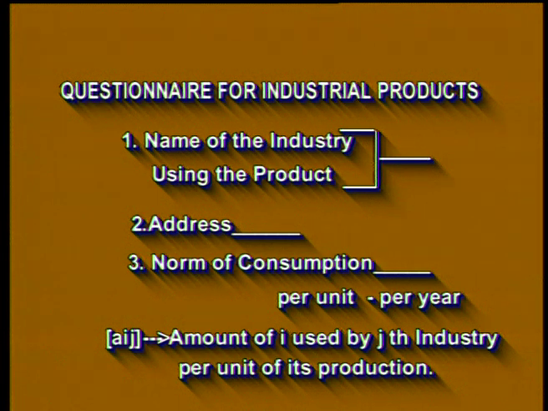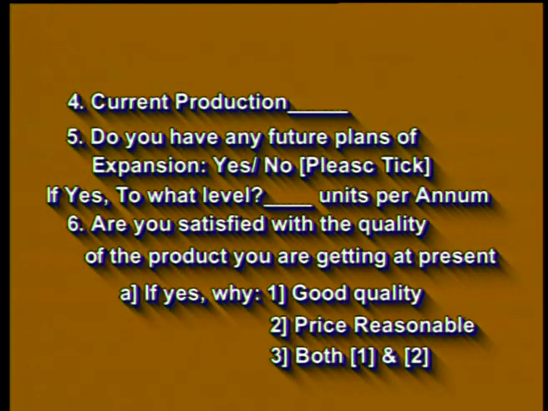It is the amount of i that is used by the jth industry per annum in its process of production. That is called the a_ij, also called the technology coefficient, the norm of consumption. The next is the current production of the industry in terms of units per annum, how much it is currently producing.